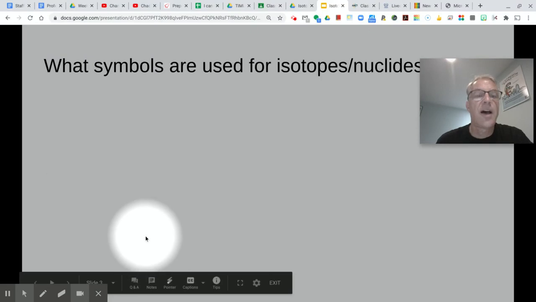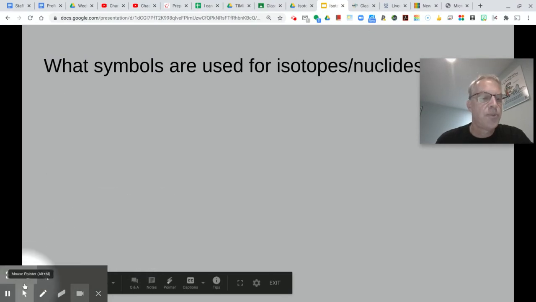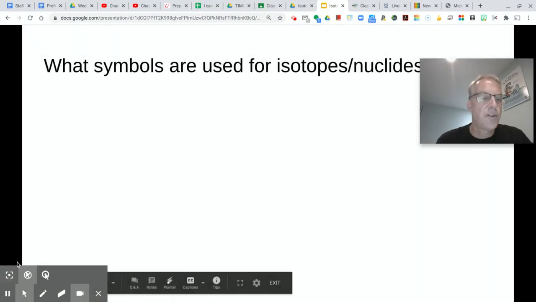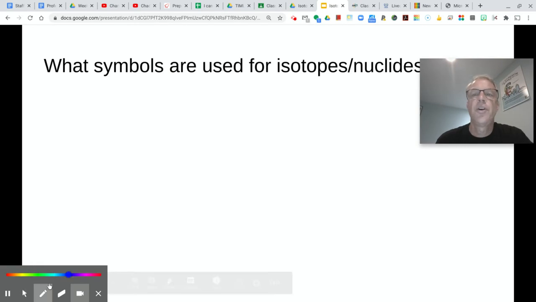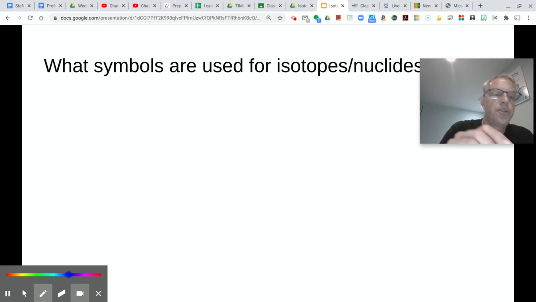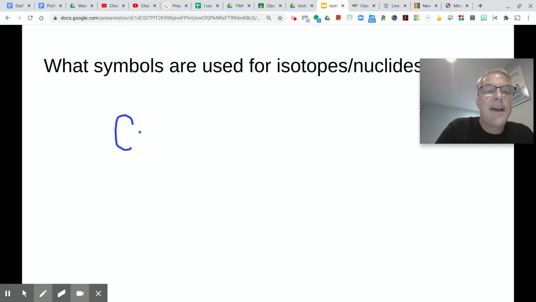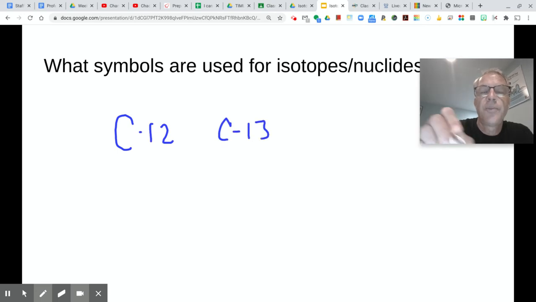Now let's talk about how we write these. Let's use carbon as an example. There's usually a couple of different ways we can do this. One of the ways I'm going to show you, let's take carbon 12 and carbon 13. One way we can do it is like this, where you put the elemental symbol, a dash, and the atomic mass number. So this would be carbon 12. This would be carbon 13. These are 2 isotopes of carbon.